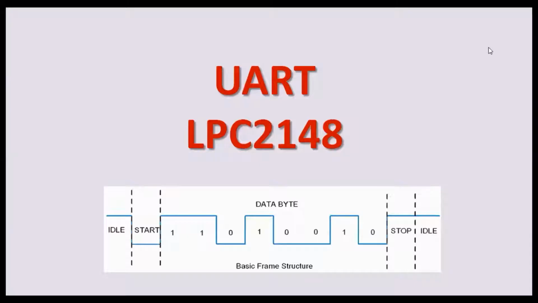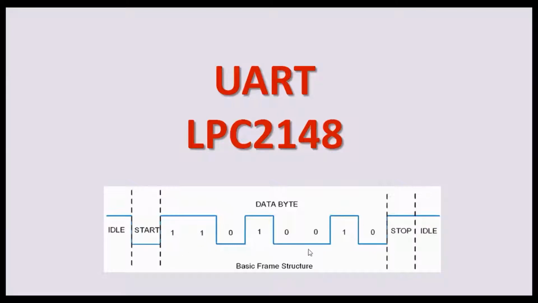So UART is Universal Asynchronous Receiver Transmitter, and this type of frame is used to transmit data. Since it is asynchronous transmission, the clock is not transmitted along with data. So for synchronization purpose, we have to use this type of frame. There is a start bit. Generally logic 0 is used as a start bit.